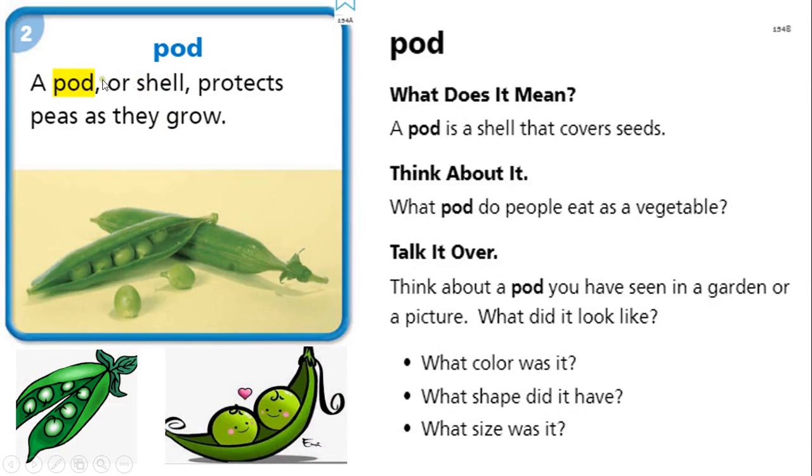Let's go to the next word. Pod. Please repeat after me. Pod. What does it mean? A pod is a shell that covers seeds. A pod or shell protects peas as they grow. So do you see this little cover over here that protects the little seeds and grains? We call it pod.